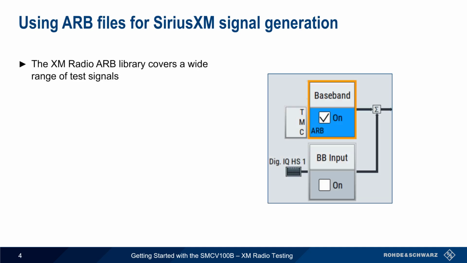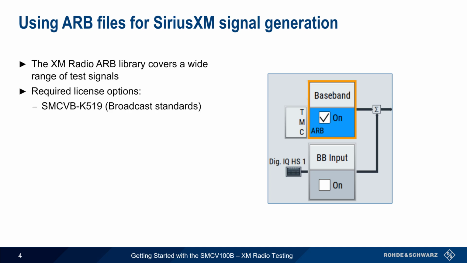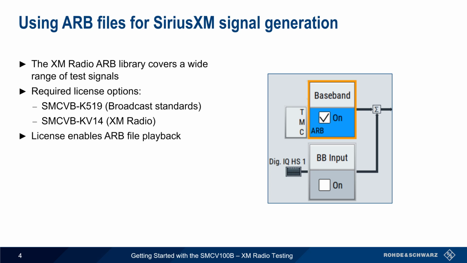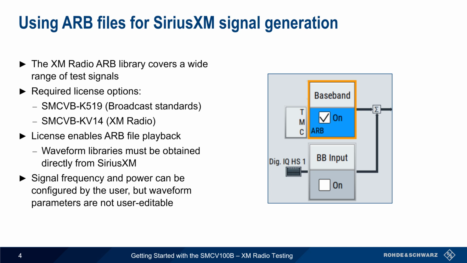The XM radio ARB file library covers a wide range of both satellite and terrestrial signals. Playing these files requires two license codes or options: the K519 Broadcast Standards license, as well as the KV14 XM radio license. These licenses or option codes enable playback of XM radio ARB files, but these libraries must be obtained directly from SiriusXM. Like all other ARB files, the contents of these files are not directly editable by the user, but the signal frequency and signal power can be changed in real time.